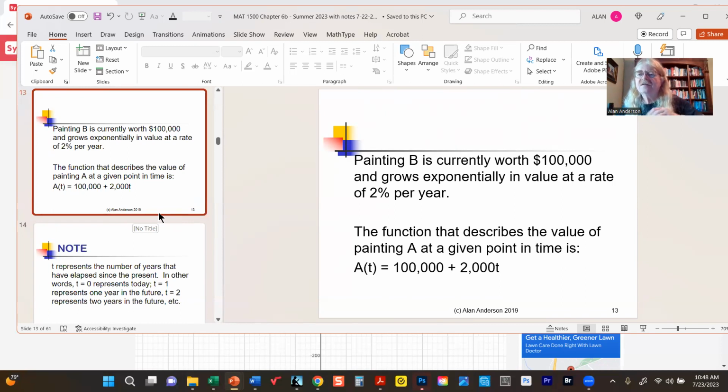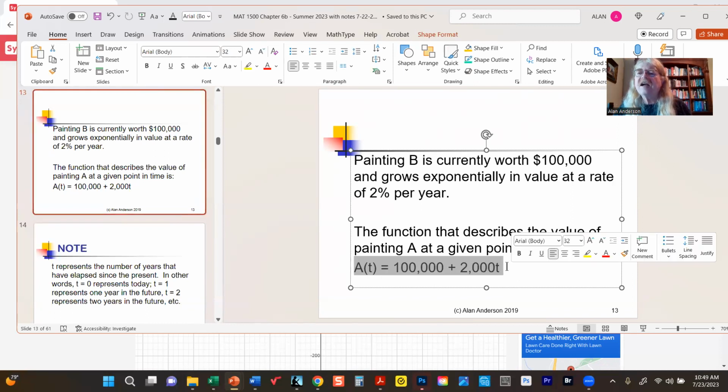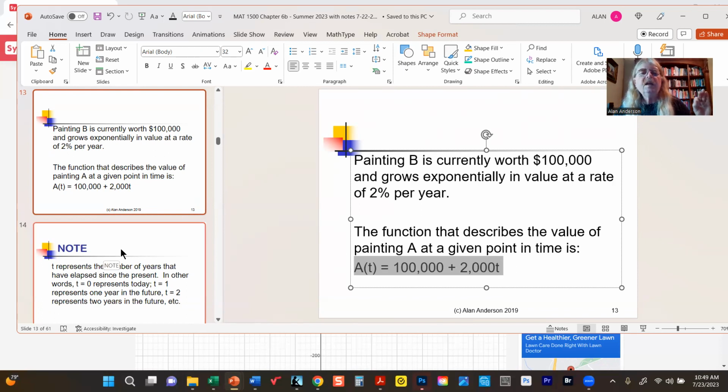And that's a big difference, okay? Because every year, of course, 2% will be applied to a larger price, and therefore it'll grow more quickly than $2,000 a year. So the first painting's growth in value is a linear function. It starts at $100,000 today when t equals 0, and then it increases by $2,000 per year after that. It's a straight line.